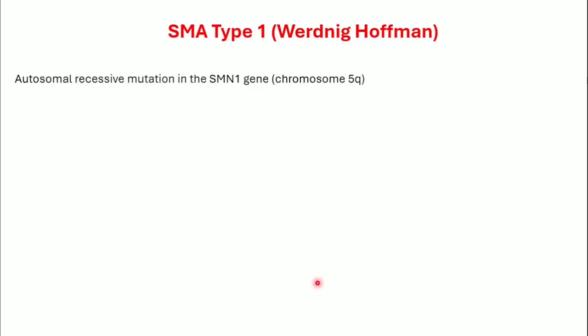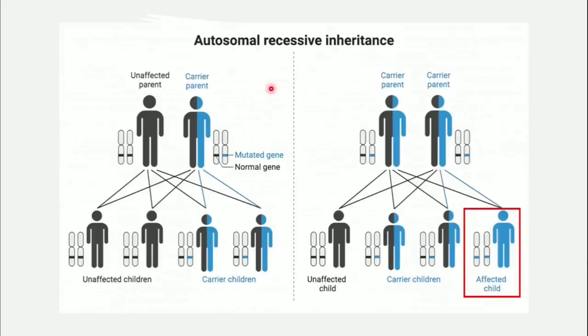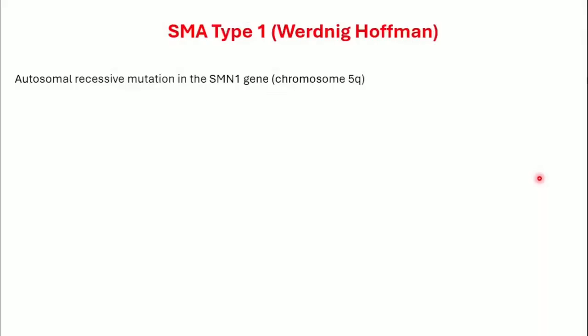arm of chromosome 5. Chromosomes have a Q arm, which is the long arm, and a P arm, which is the short arm. Autosomal recessive means that the patient needs to receive 2 mutant alleles of the gene to present with the disease. 1 allele from the father and 1 from the mother. So the patient gets an autosomal recessive mutation of the SMN1 gene, which is located on chromosome 5q. Why is that a problem?